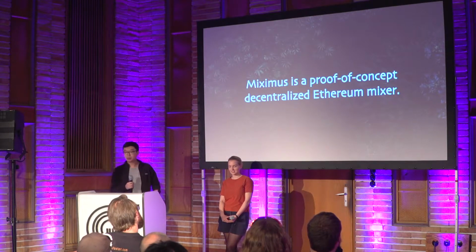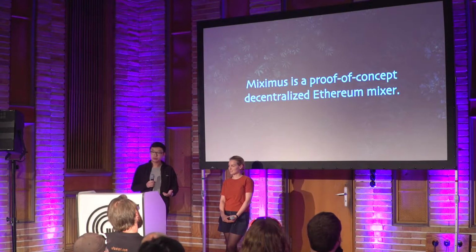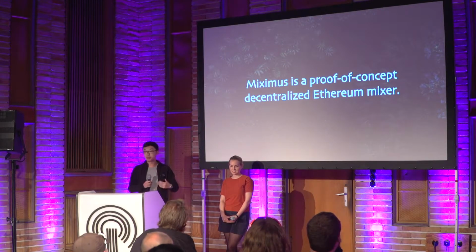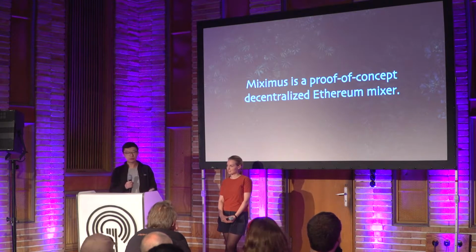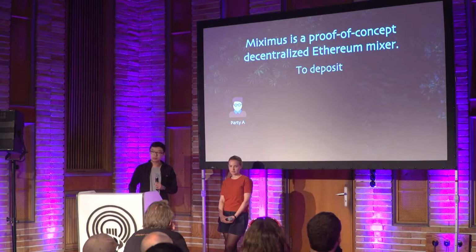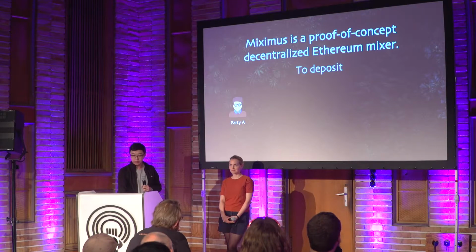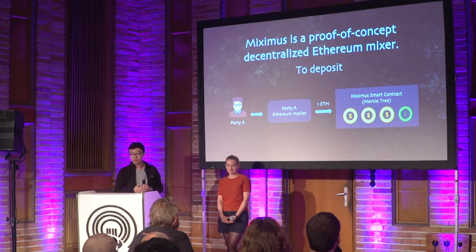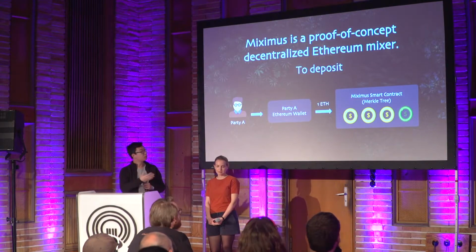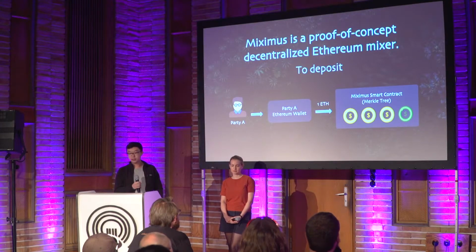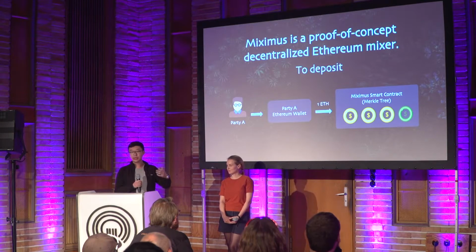And one example is a proof of concept decentralized mixer called Miximus. And Miximus is a smart contract-based approach to mixing ETH. Let me walk you through the high-level idea. So in this example, to deposit, a user would unlock their Ethereum wallet and deposit, say, 1 ETH into this Miximus smart contract. From there, the user is effectively adding a deposit to a Merkle tree, and this Merkle tree has an input to a corresponding commitment that only the user knows.